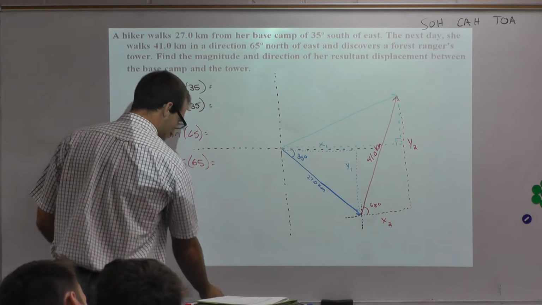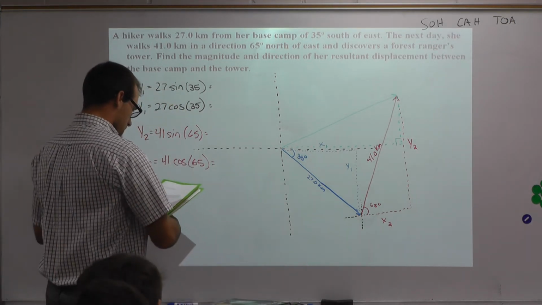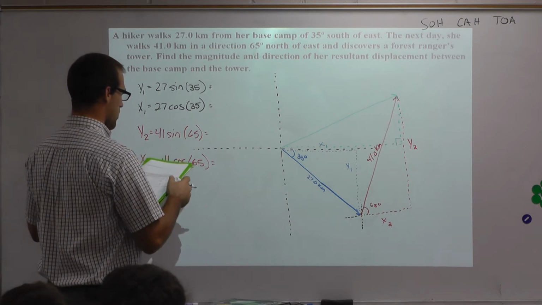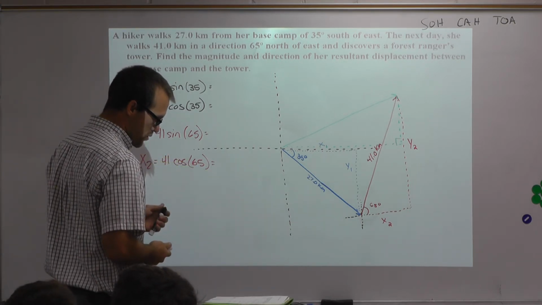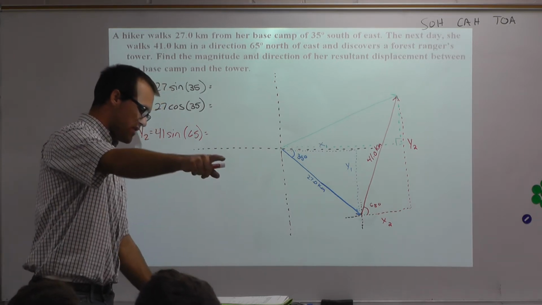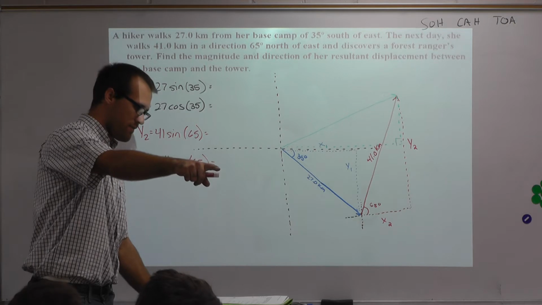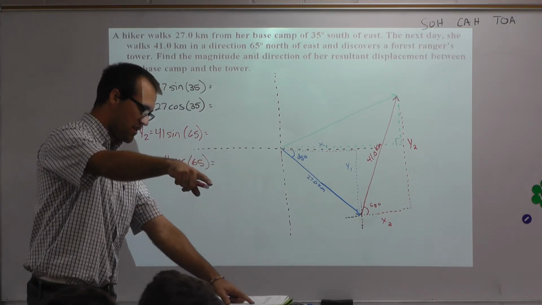All right. I'll just give you the numbers of these quickly. Okay, there's 2 ways of doing this. What did you get when you did 27 cosine of 35? 22. 22? What did you get when you did sine? 15.